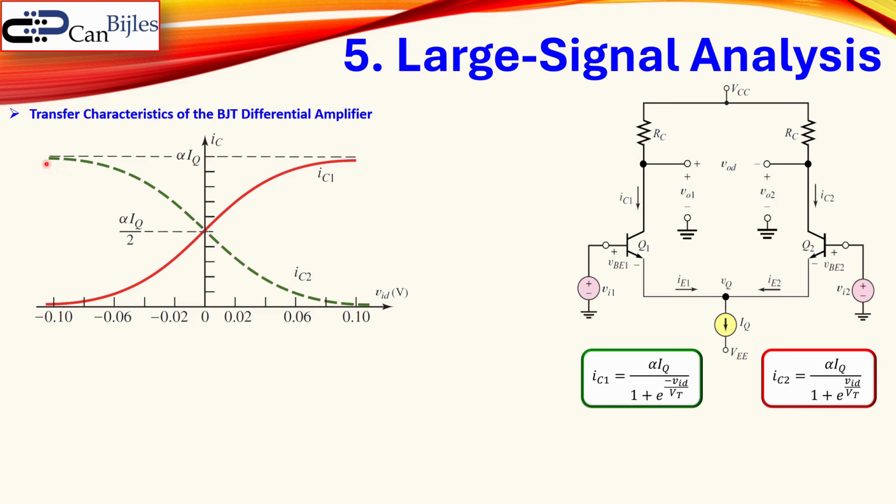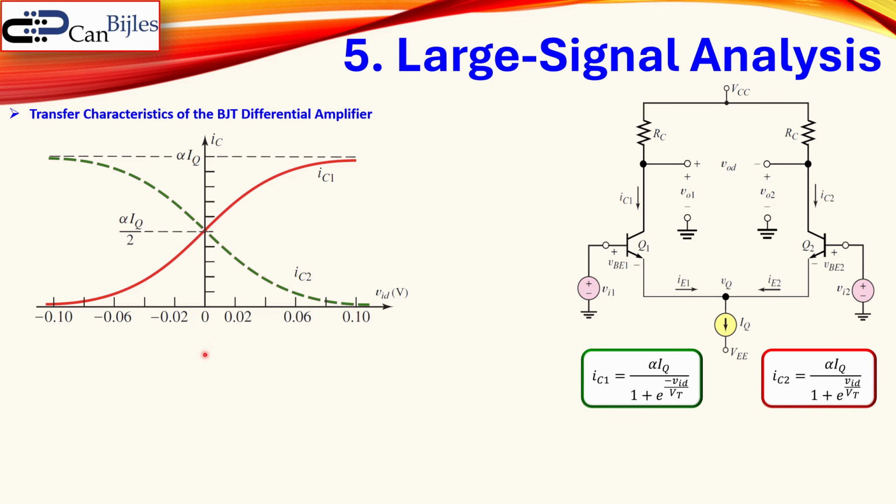That's actually the other part. And then in the mid, you see here the alpha IQ over 2. That's the half of it, where you reach that when we have a VID of 0. Again, because e to the power 0 will be 1, so you get here 1 plus 1. You divide them by 2. That's also the same for IC2. So they will have an intersection for VID equal to 0.